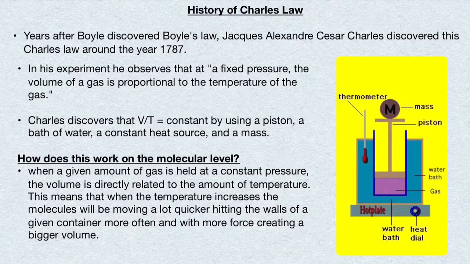History of Charles' Law. Years after Boyle discovered Boyle's Law, Charles discovered Charles' Law in the year 1787. In his experiment, he observes that at a fixed pressure, the volume of a gas is proportional to the temperature of the gas. Charles discovers that V over T equals a constant by using a piston, a bath of water, a constant heat source, and a mass.